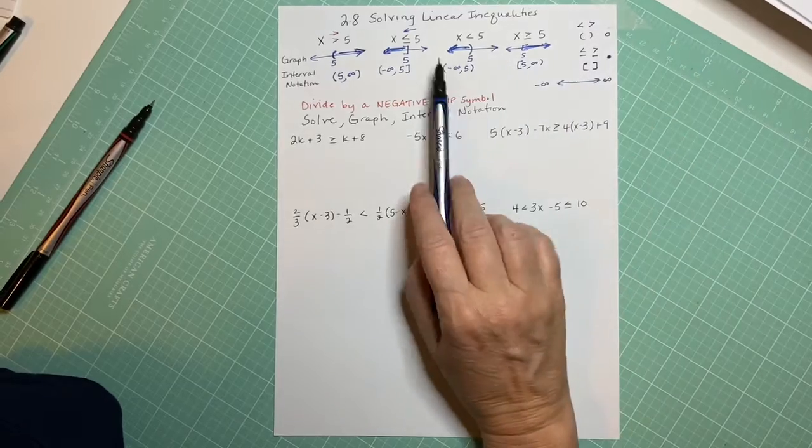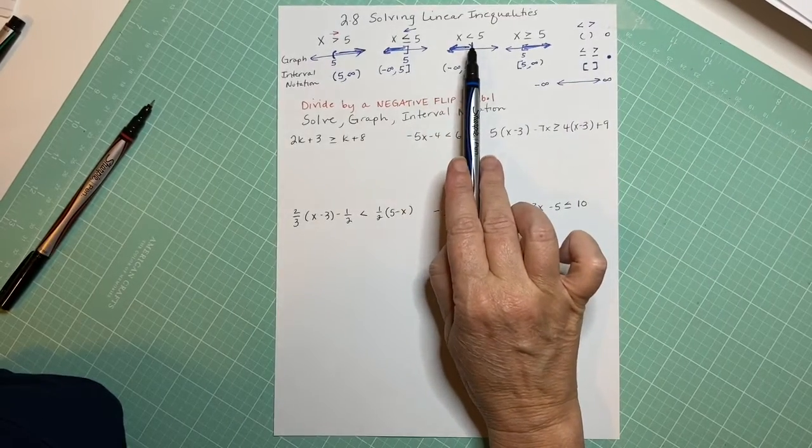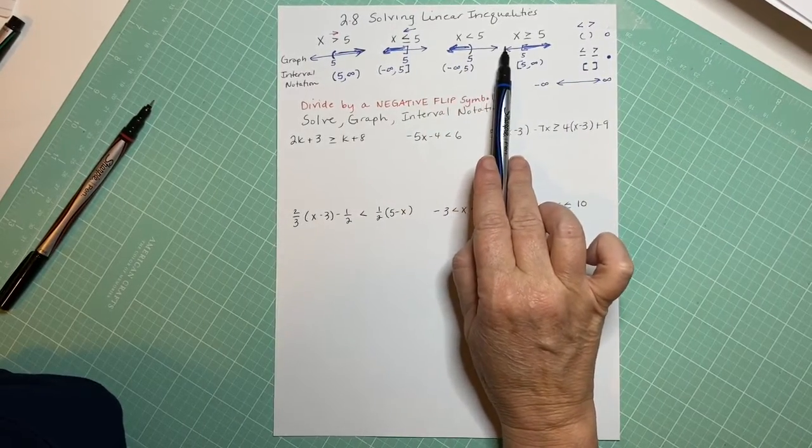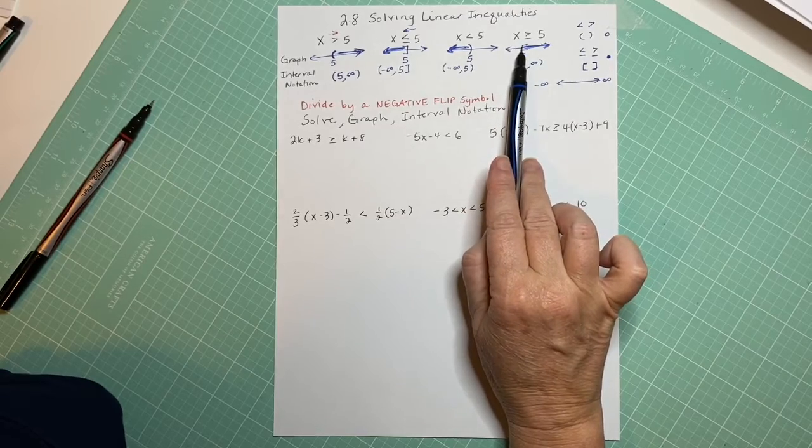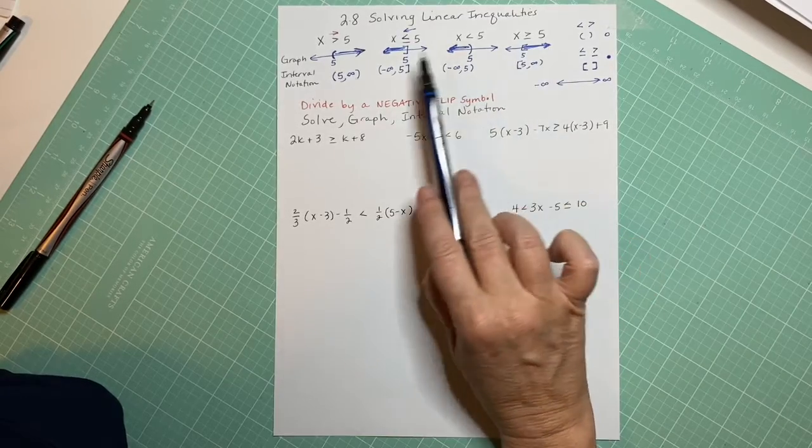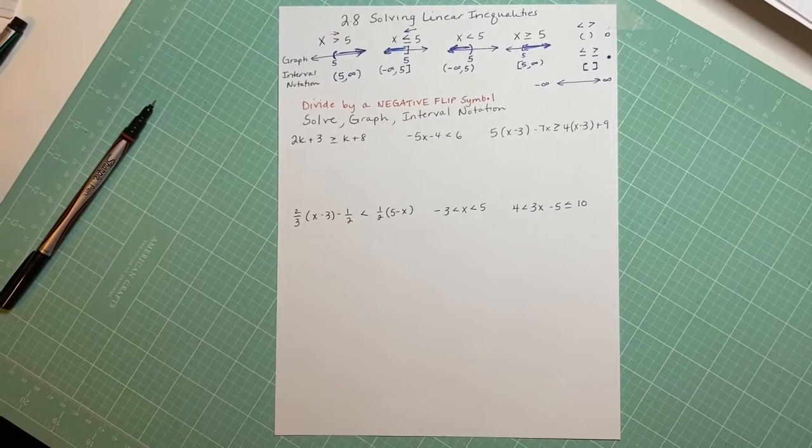You read it left to right. So this one's coming from negative infinity and stops at 5. This one doesn't start until 5, and it goes on to infinity. So that's an example of each type of graph that you'll have.